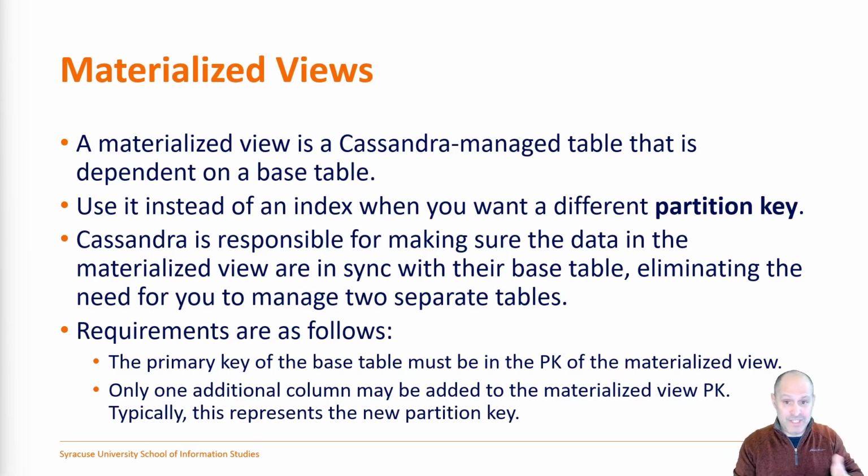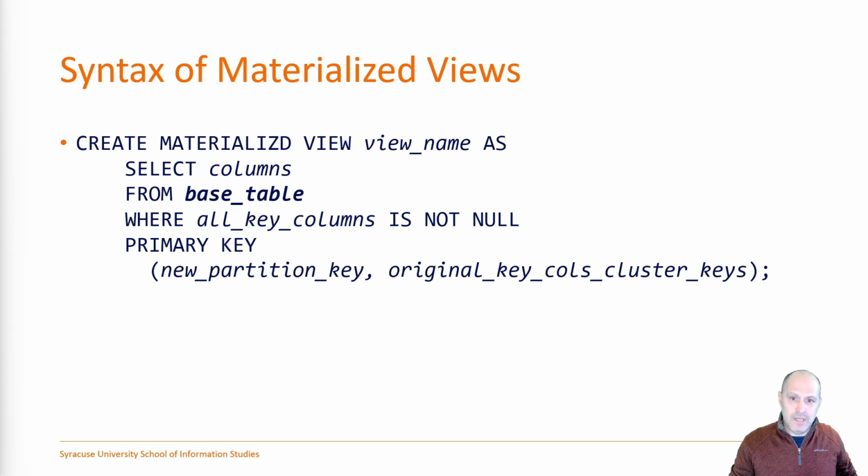So the materialized view command looks something like this. You'll create materialized view, the name of it, and then you'll have a select statement where all the key columns that you're going to include in the new key are not null. And then the new primary key is going to be the new partition key, and then the original key columns are now cluster keys. Okay, the new key columns are now cluster keys.